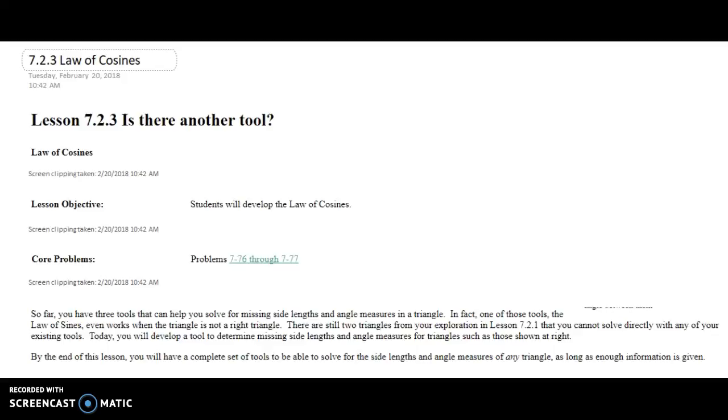As we talked about yesterday, we covered the law of sines, and as I promised, today you'd be learning about the law of cosines. The law of cosines is another tool we have to find missing sides or missing angle measurements in a triangle. Section 7.2.3 is going to talk about that. The main objective today is for us to learn about the law of cosines.